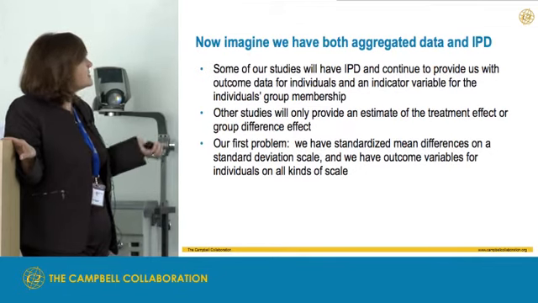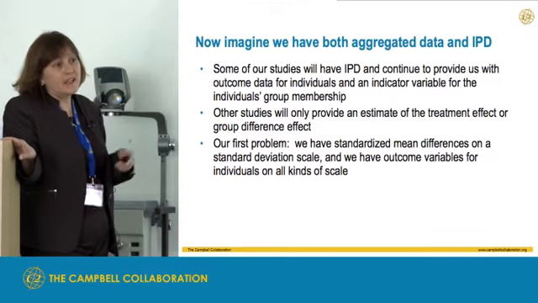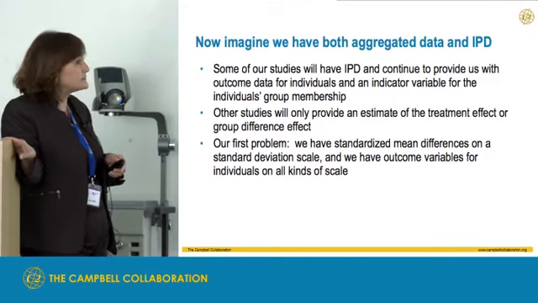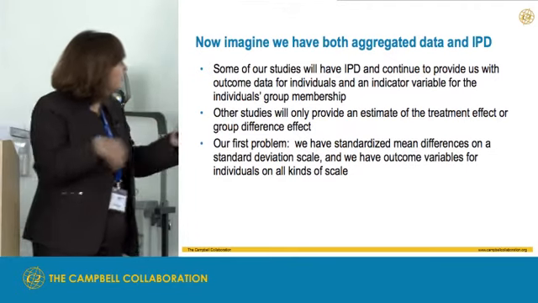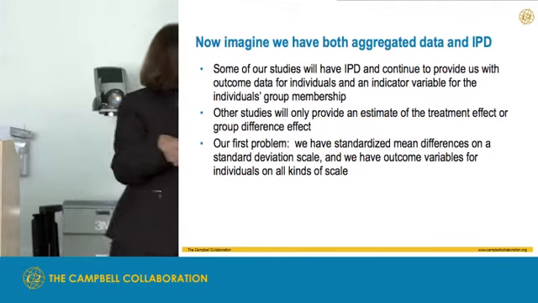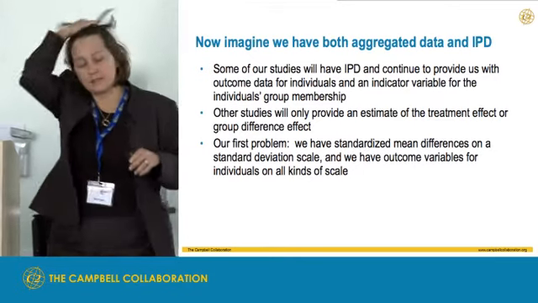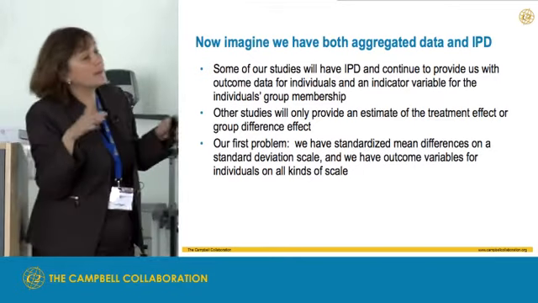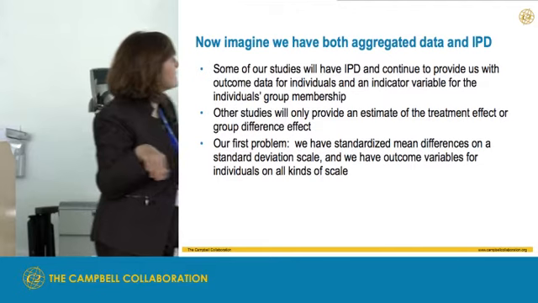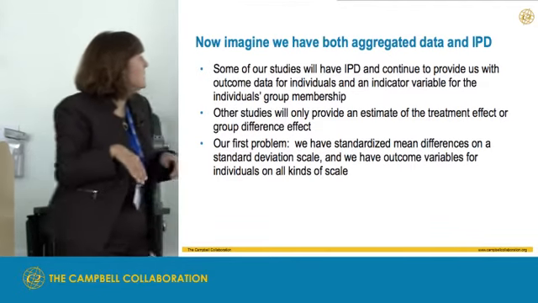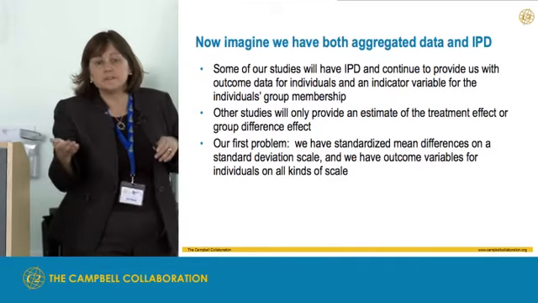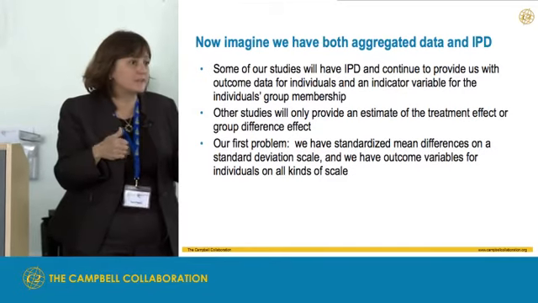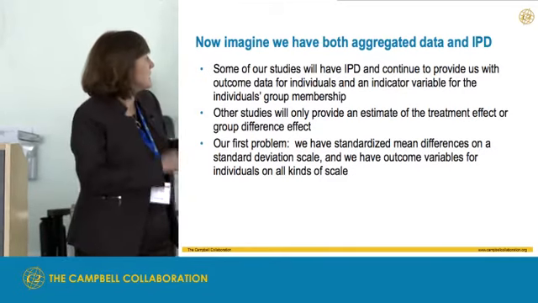Okay. But now imagine we have both. We have aggregated data and individual level data. So our IPD studies are going to give us information for level 1, and then our aggregated data are going to give us information about level 2. So our aggregated data is only going to contribute up to our estimated average treatment effect in that case.